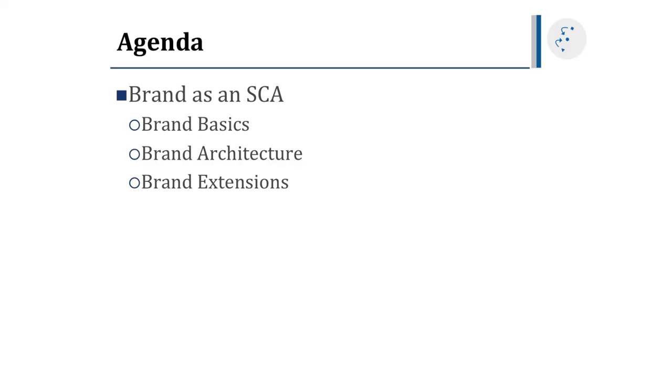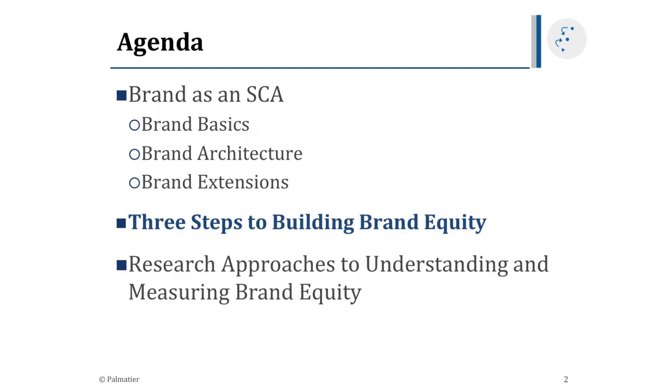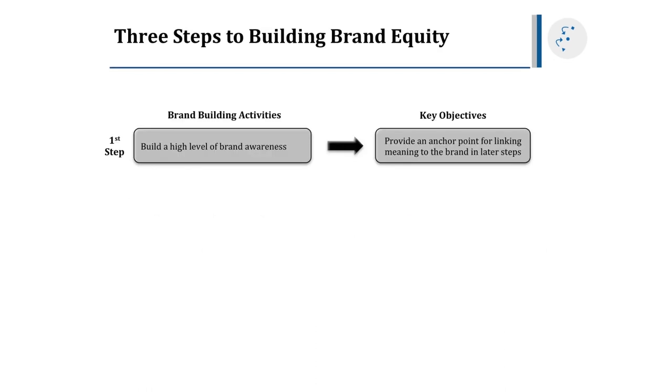Okay, we just finished, if you will, the basics. Brand as an SCA. We went through the basics: brand architecture, branded house, house of brands, and all the different types of extensions. Now we want to go through the three steps of building brand equity. And some of these I've already alluded to.